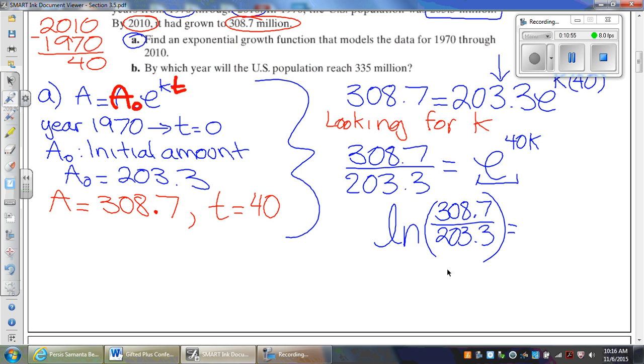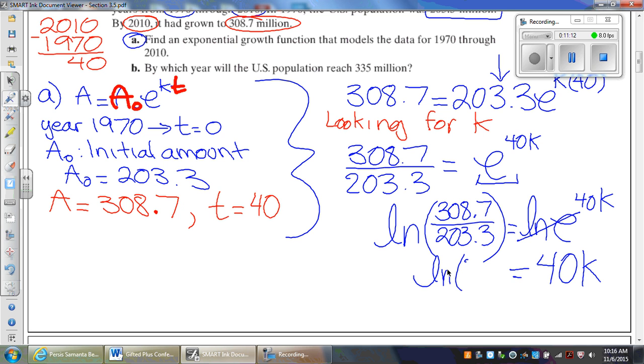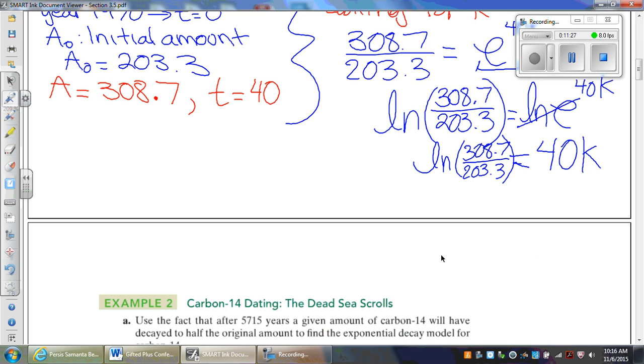If we were to take the natural log on both sides, what will happen on the right? Natural log and e undo each other, right? They cancel. So we will get 40k as a linear quantity. And here we have ln of 308.7 divided by 203.3. Make sure you don't divide yet, just leave it like that. And then what does the 40 do to k? Multiplying. Good.